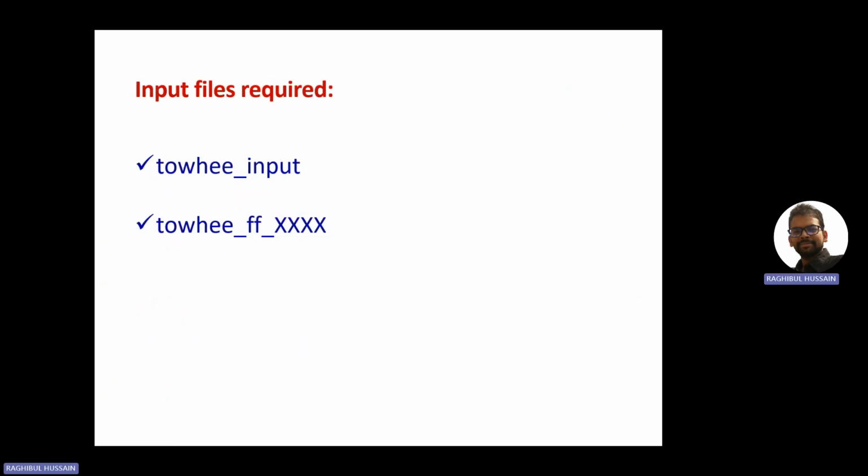See, in Towhee, we need only two files. If you want to perform molecular simulation using Towhee, we need two files. One is the input file and another is the force field file. So this is the input file and this is the force field file. And this is the format. This is how the file name is written. So we will first start with the Towhee input file, and how to make it. Let us start with this.